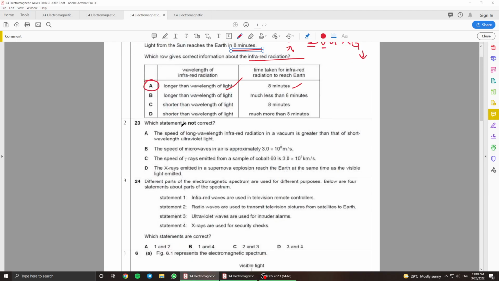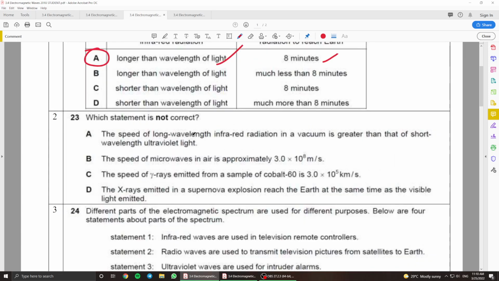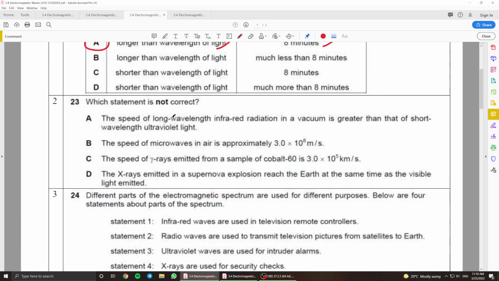Which statement is not correct? The speed of long wavelength infrared radiation in a vacuum is greater than the short wavelength ultraviolet. No, they are all traveling at the same speed. Oh, then this is not correct already. The speed of wave, this is correct, this is correct, and then this is also correct. So this is the only one that is not correct, because by right they all travel at the same speed.